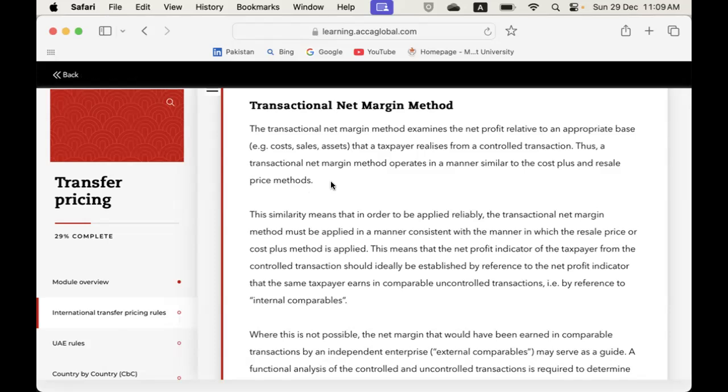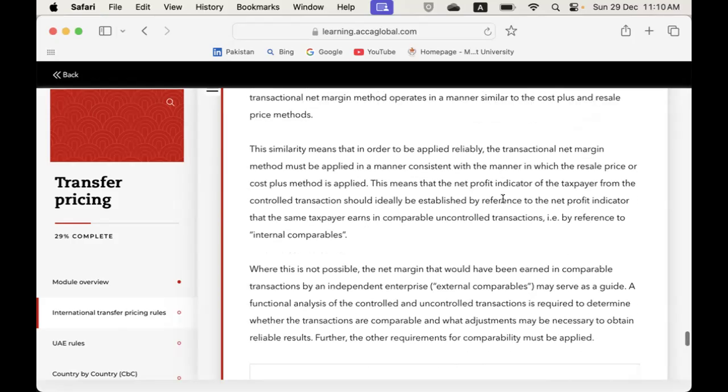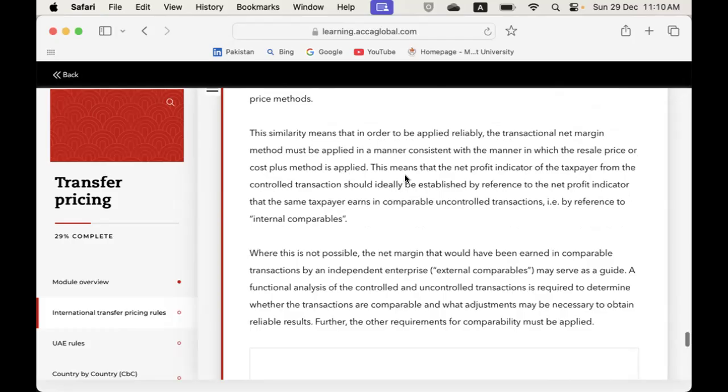So basically, what we do is we don't have enough information. We say that okay, if under this particular profit and loss account of an associated enterprise, the bottom line profitability is reasonable in contrast to the revenue, or as a return on investment, then we will accept everything that is there in the profit and loss account, a kind of high level approach. This similarity means that in order to be applied reliably, the transactional net margin method must be applied in a manner consistent with the manner in which the resale price or cost plus method is applied. So what were we doing in resale price? We were buying something and then selling it to third parties, and then doing a reverse calculation. And under the cost plus method, it was slightly different.